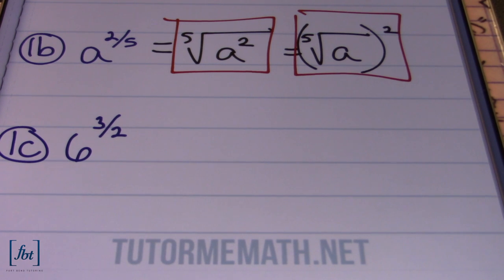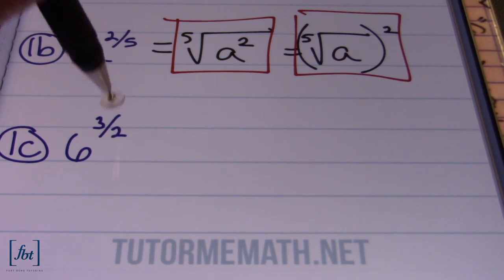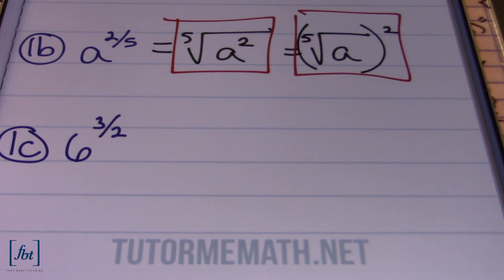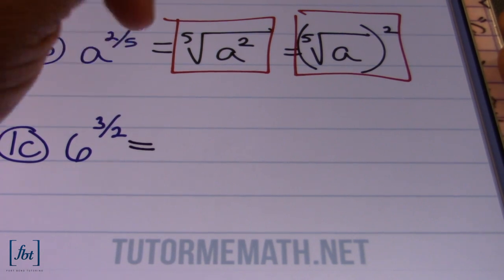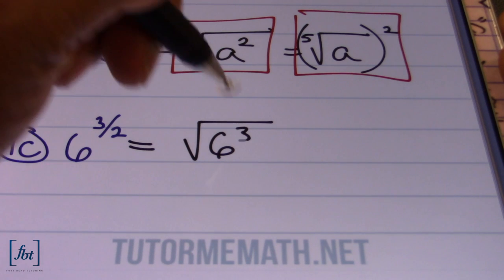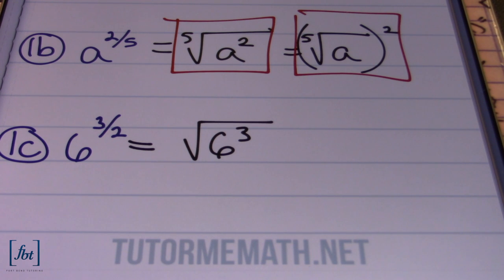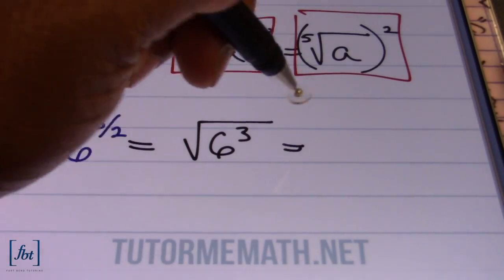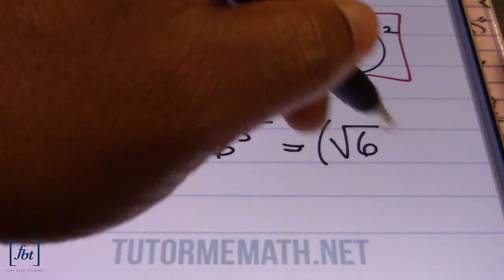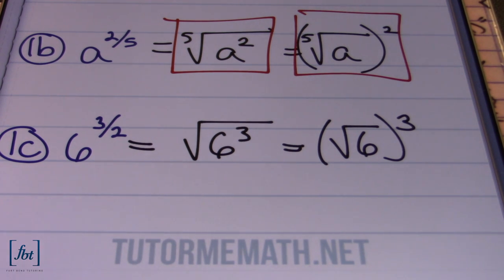All right, so here we have 1C now. And in 1C, we have 6 to the 3/2 power. Well, the driving force of this problem is the denominator of the fractional exponent. It's 2. That means that we're trying to take the square root of things here. So knowing that, I could show that this is the square root of 6 cubed. That would be a conversion of our exponential form here. It's equivalent to that. We could also say that we have the square root of 6, cubed. We could say that as well. And that would be the end of our conversion.